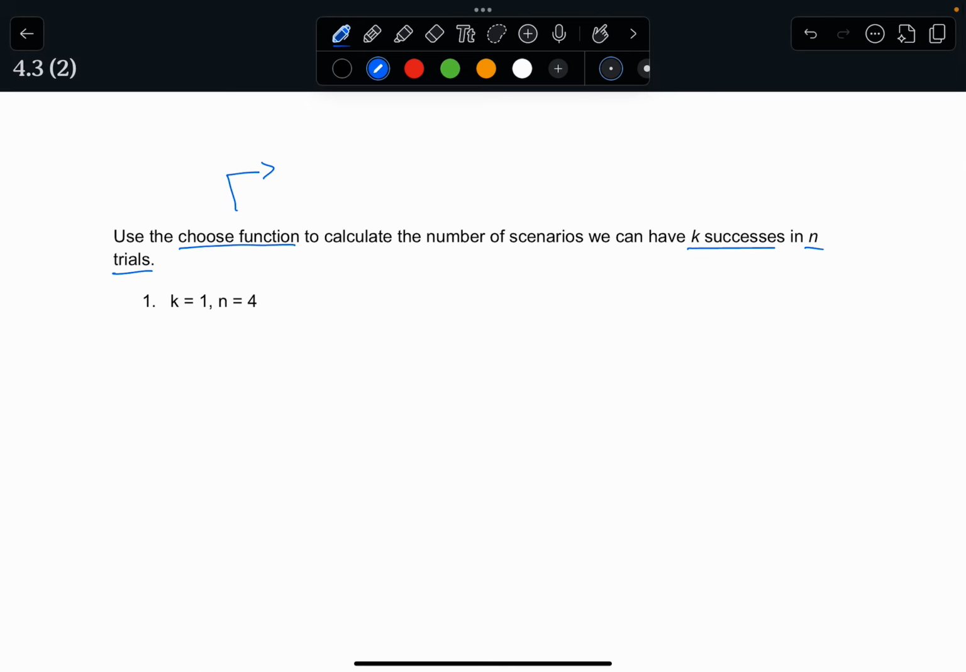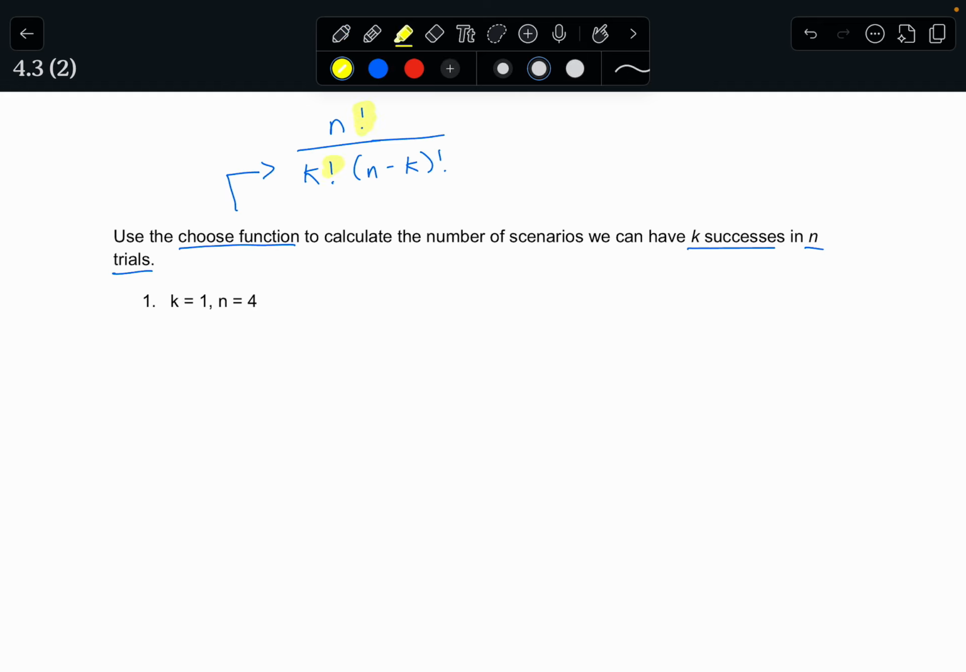The choose function looks pretty intimidating, but as we'll see, hopefully, as we get a little bit more practice with it, it'll become a little bit easier for us to use. The choose function looks like n factorial divided by k factorial times n minus k factorial. Now, this might be the first time that you're seeing this factorial, this exclamation mark, in a math class. It looks maybe a little bit intimidating, but a factorial is relatively simple to calculate.